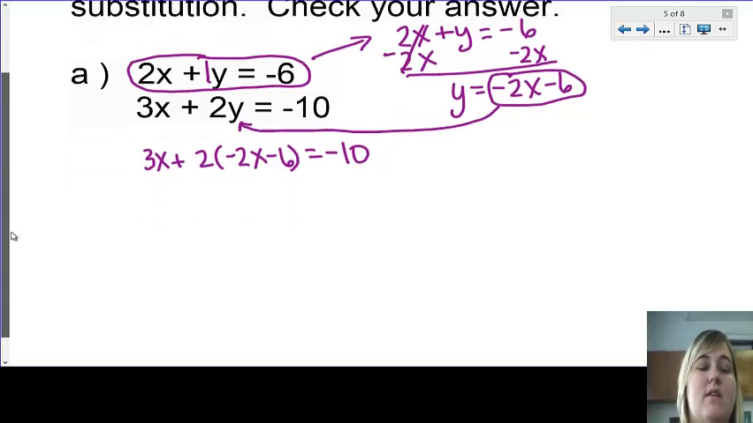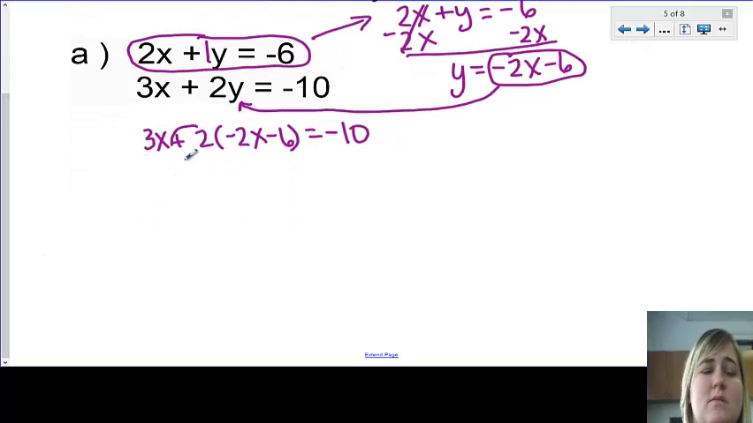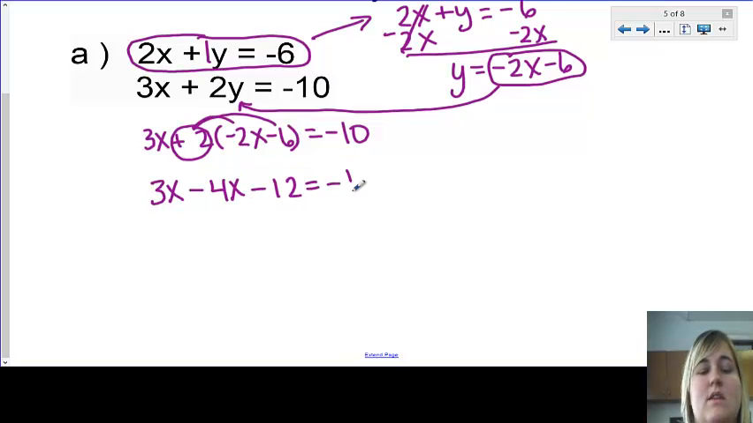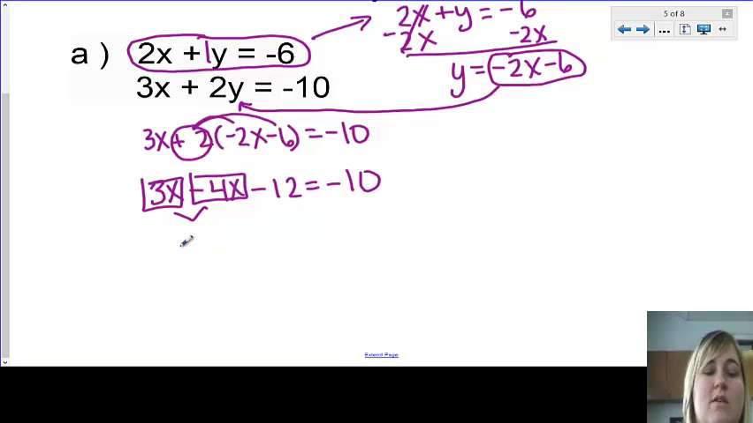Now to simplify this, I'm going to take this positive 2 and I'm going to distribute it to everything inside those parentheses. So I have 3x, 2 times negative 2x gives me negative 4x, 2 times negative 6 gives me negative 12, equals a negative 10. So now I can simplify. I have 3x and negative 4x as like terms, which is going to give me negative x minus 12 equals negative 10. Now I need to add 12 to both sides.